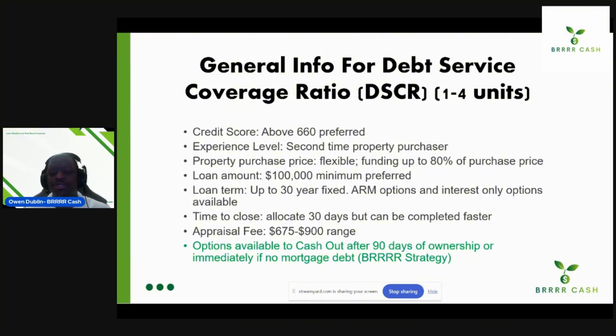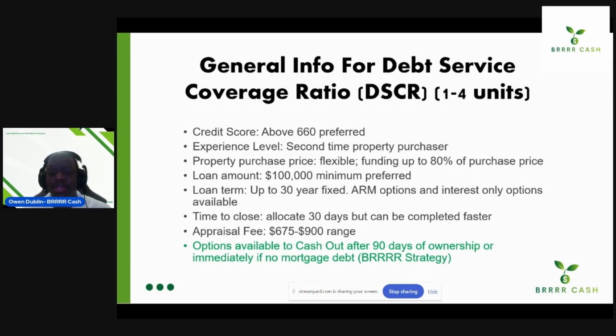The loan terms, similar to a conventional loan, we can do a 30-year fixed, or an ARM option, like a 7-1 ARM. An ARM means adjustable rate mortgage, which means the rate will be fixed for say 7 years, and then after that, it'll adjust after that 7-1 ARM period. We also have interest-only options available. For example, if you want to do a 30-year interest only, that would allow you to probably increase your cash flow in the property. We'd have those options available as well.